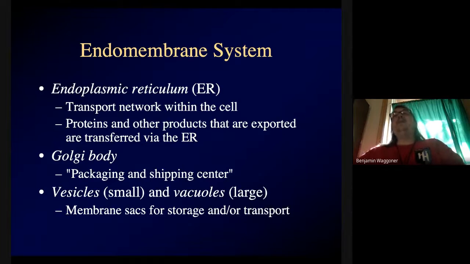Reticulum means a little net. Endoplasmic means inside the cytoplasm. So the endoplasmic reticulum is the little net inside the cytoplasm. If that's still a mouthful, you can just call it the ER. And the ER you could think of as being a transport network within the cell, especially for cells that make things that have to be exported.